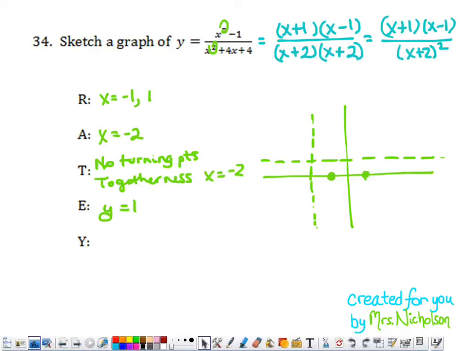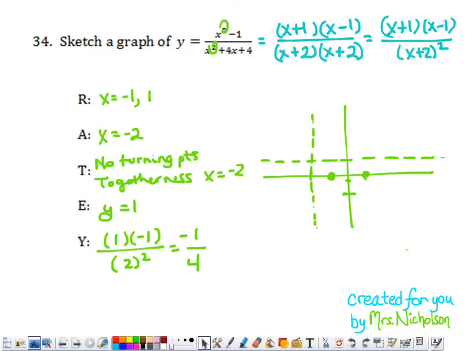And then for my y-intercept, if I change all the x's to 0, in the numerator I get 1 times -1, and in the denominator I have 2 squared. So in the numerator that gives me -1, and in the denominator 4. So my y-intercept is -1/4. We'll put -1/4 right there.